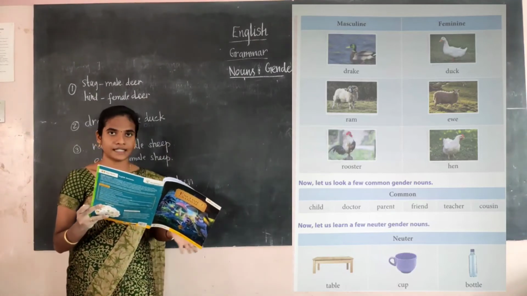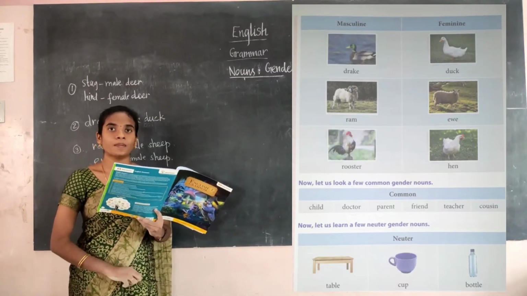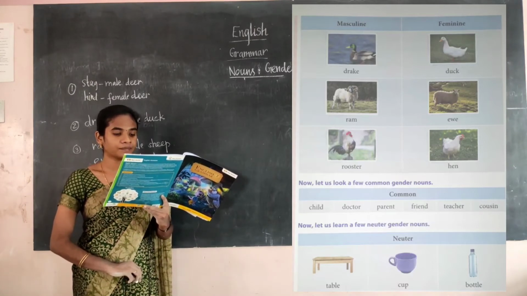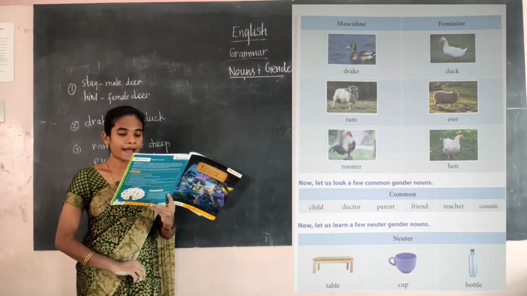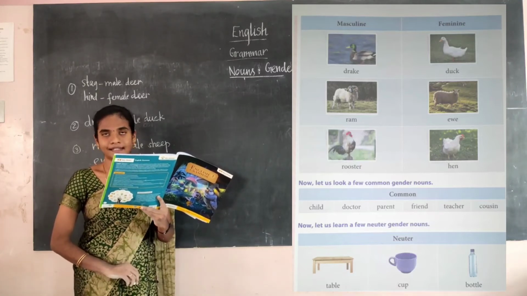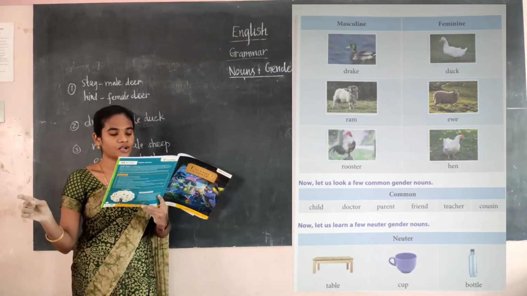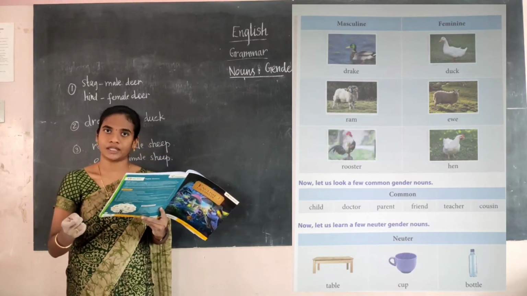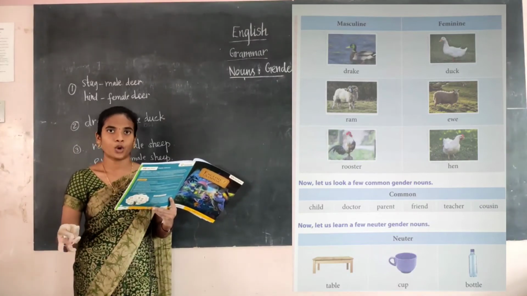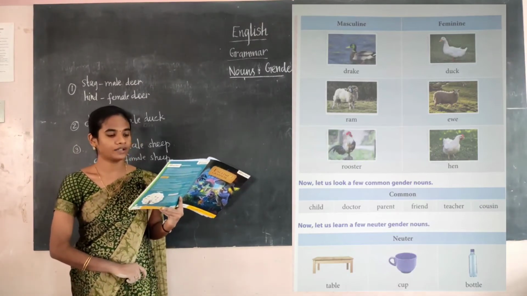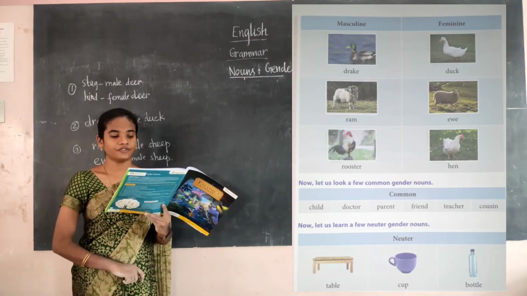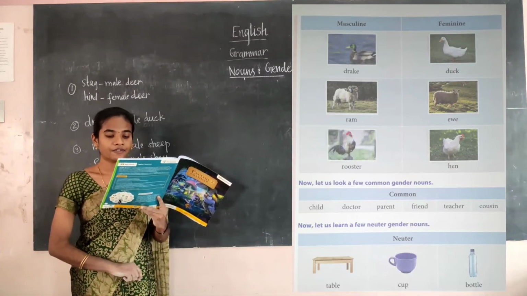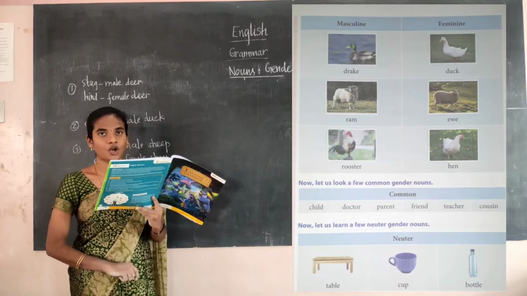Now see the next picture. Here are the common gender nouns. What are the common nouns given? Child, daughter, parent, friend, teacher, cousin. These are all common gender nouns. The child may be a boy or girl. Daughter may also be a boy or girl. Parent is both male and female. Friend can be a boy or a girl. Teacher can be male or female. Cousin is also male or female. So child, daughter, parent, friend, teacher, cousin are common gender nouns.